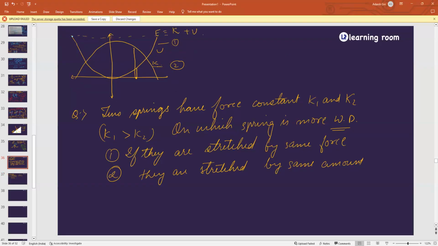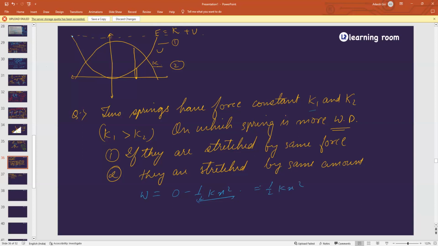The previous question says that if they are stretched by the same force, two springs have spring constants K1 and K2, on which one do we have to do more work? More work done is half kx square. Change in energy is work done. Initially, no displacement was there, so initially it was zero. Finally, this much displacement has been given, so finally the energy is half kx square. So change in energy is equal to work done. Neglecting the sign, half kx square is the work done.